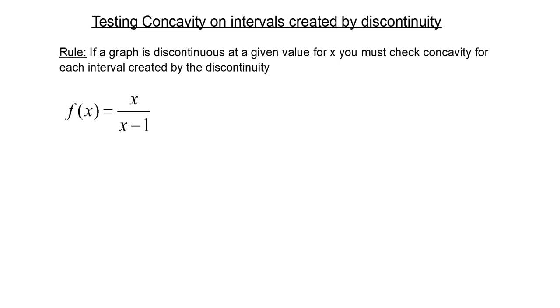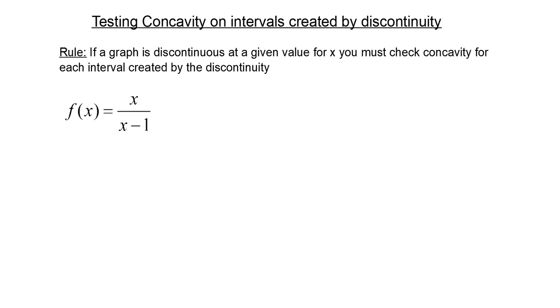Hey guys, I wanted to talk to you today about testing concavity on intervals created by discontinuity. Here's a rule. If a graph is discontinuous at a given value for x, then you have to check your concavity on each interval created by this discontinuity. Okay? Let's take a look at this example.